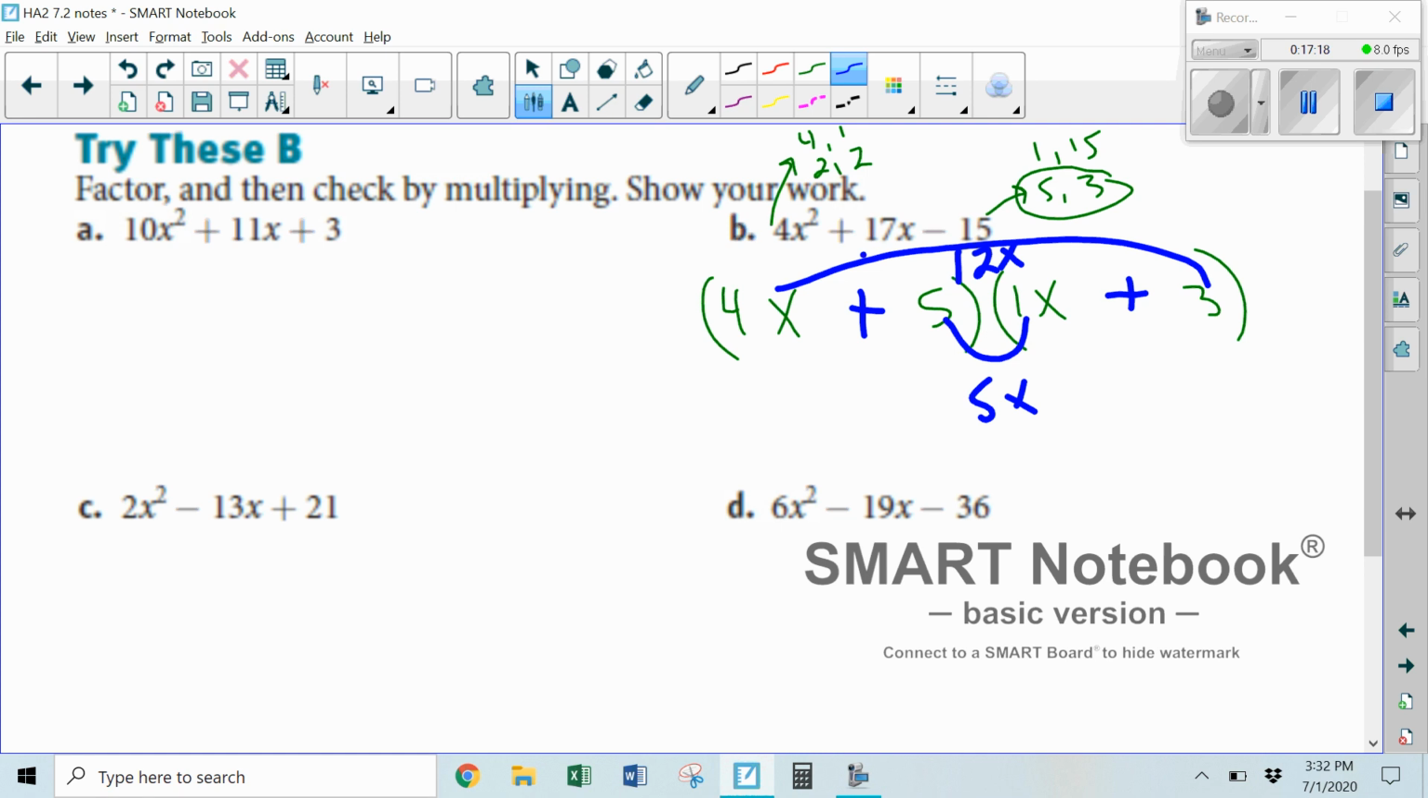It works for the 17. But 5 times 3 is positive 15. So that actually won't work. So I'm going to erase. And since 5 and 3 didn't work, I'm going to flip the order. I'm going to put the 3 first and then the 5.